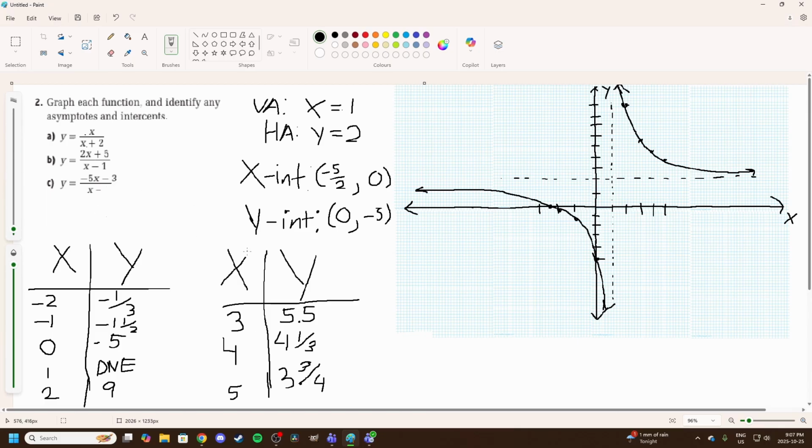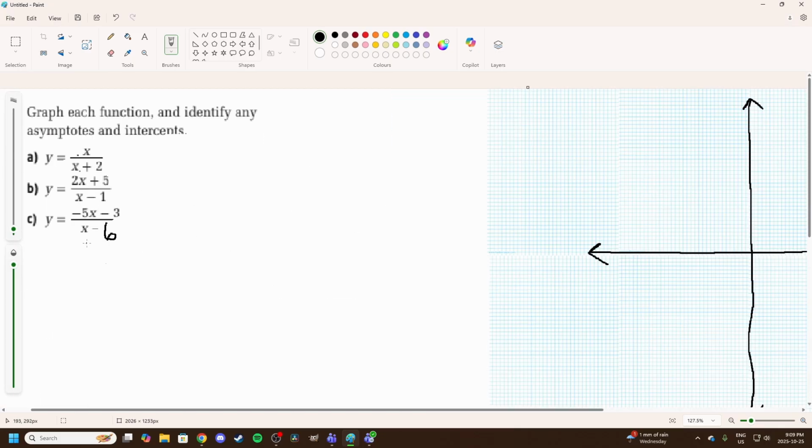Now let's move on to the last question. What we're going to do is find the asymptotes and the intercepts and then graph these functions, okay? So let's get started with the vertical asymptote.